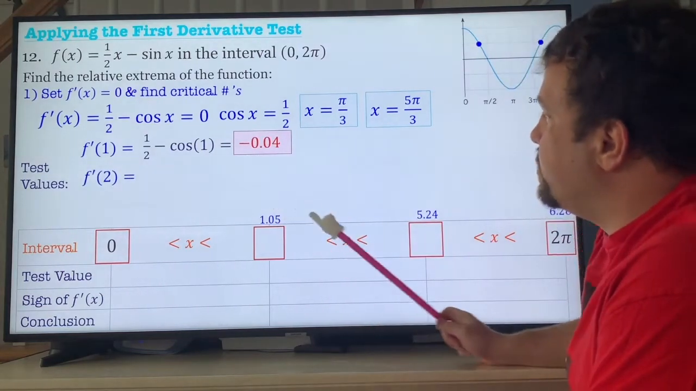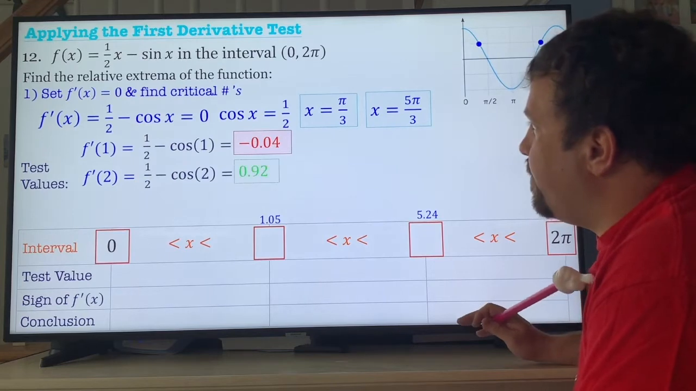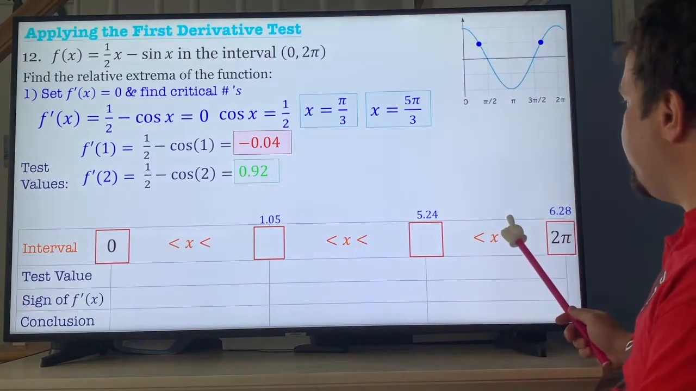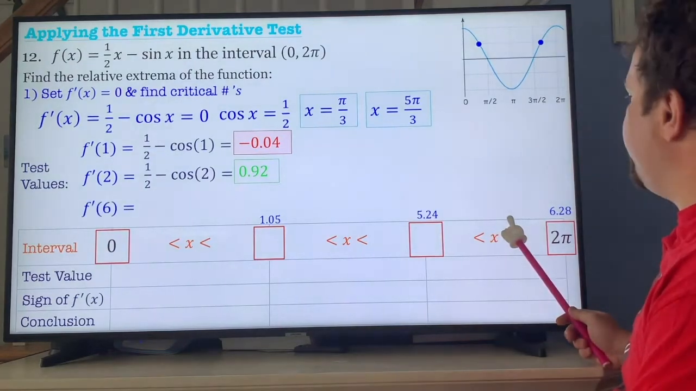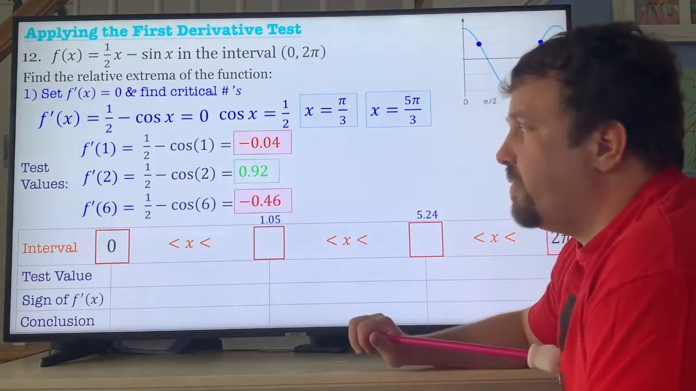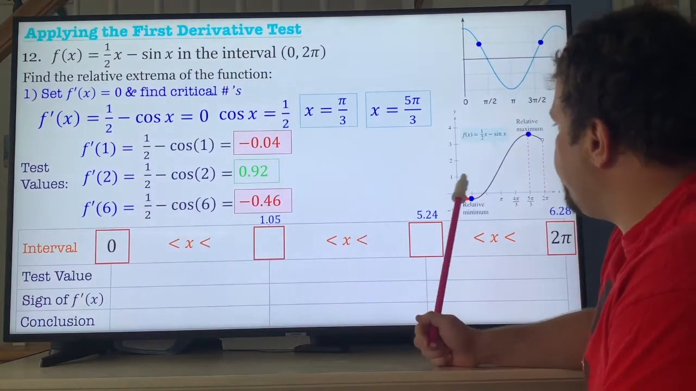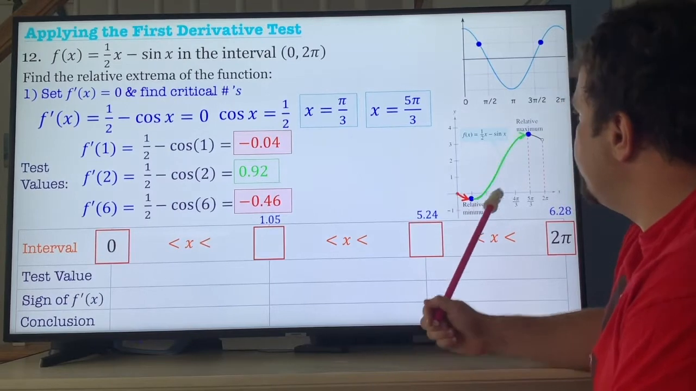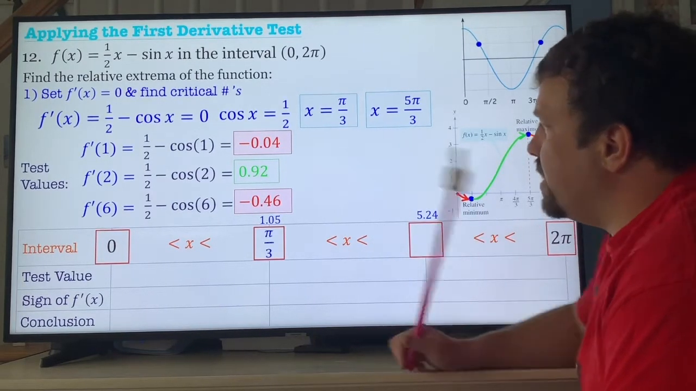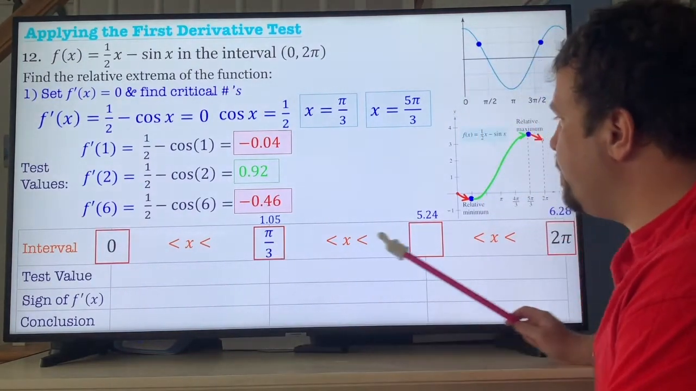If I plug in a 2, which is in between the two, you get 0.92. And between these two, I guess you could have like a 5.5 or a 6. All right, you get negative 0.46. So, if you look at your graph right here, you can see it goes down, goes up, and then it goes back down.